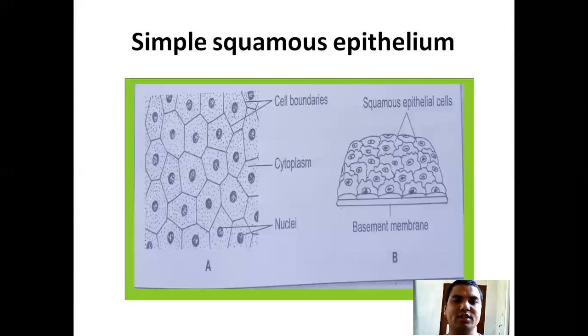Dear students, see here the figure of simple squamous epithelium, which is hexagonal in shape and rests on the basement membrane. It is tile-like in structure, so it is called squamous or pavement epithelium.